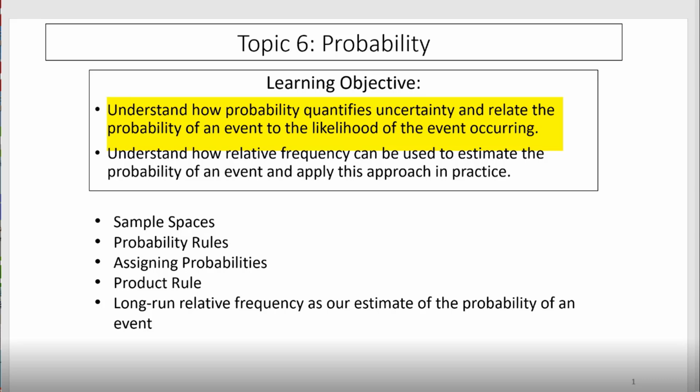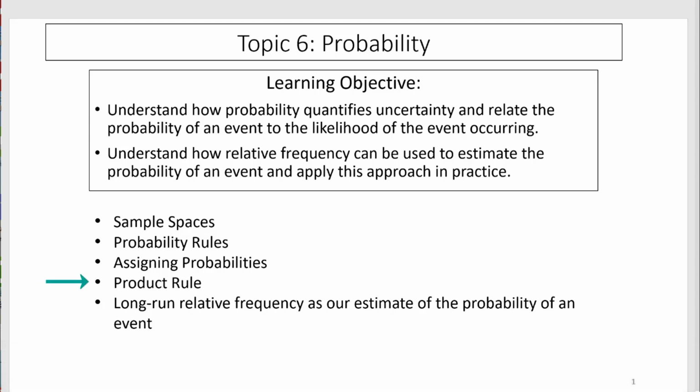The learning objective is to understand how probability quantifies uncertainty and relate the probability of an event to the likelihood of the event occurring, to understand how relative frequency can be used to estimate the probability of an event, and apply this approach in practice. We're going to be looking at sample spaces, some probability rules, assigning probabilities, the product rule, and long-run relative frequency as an estimate of the probability of an event.